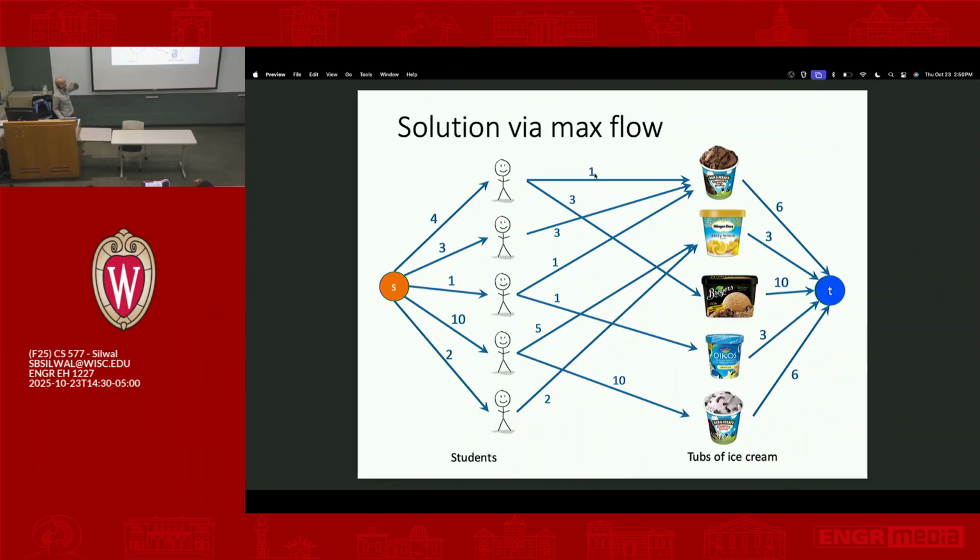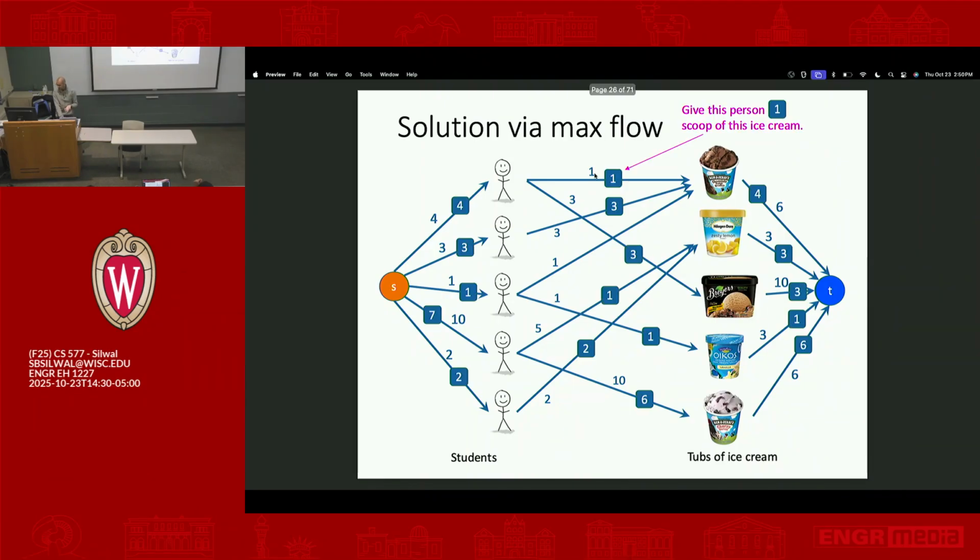as capacities on the edges. And then we just run flow. Basically, as before, the value of the flow tells you how many scoops every person is getting. And we already encoded the constraint: because the capacity here was 6, more than 6 scoops cannot be taken out of here.